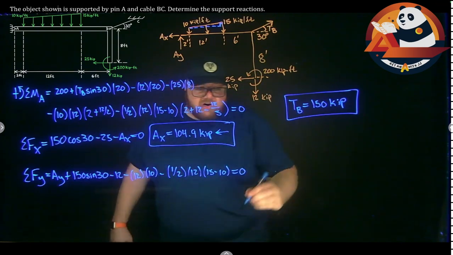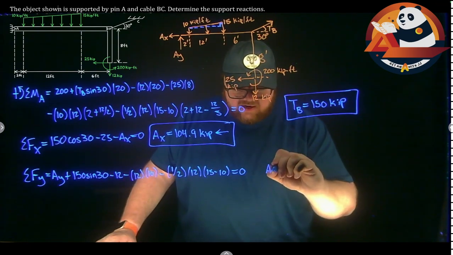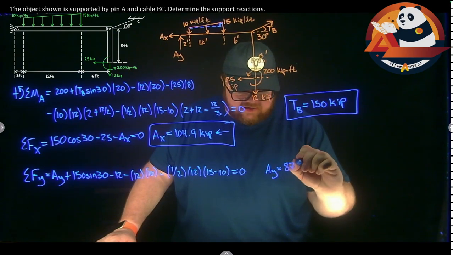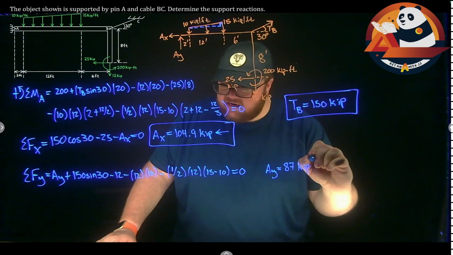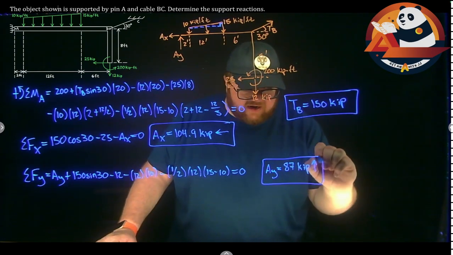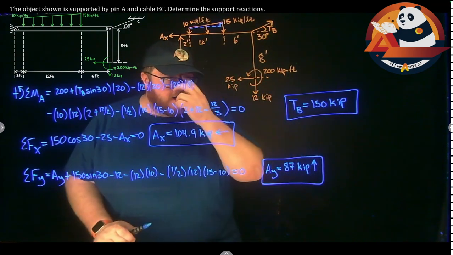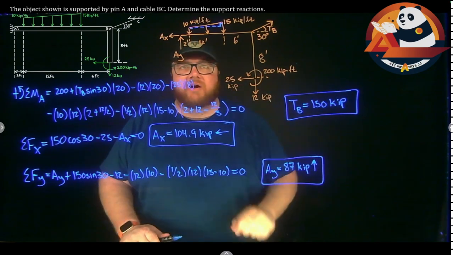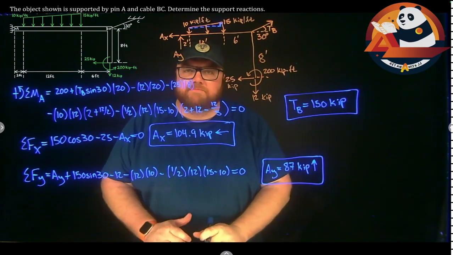AY is our only unknown. If we solve for AY, we're going to get here that AY is 87 kips. And it is going straight up, which will be our final answer for our problem. Hopefully this is a useful video for us, just showing how we deal with, specifically, the challenging part, trapezoidal distributed loads. But we can get through these.